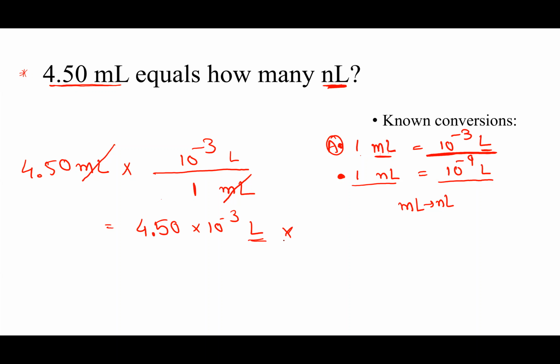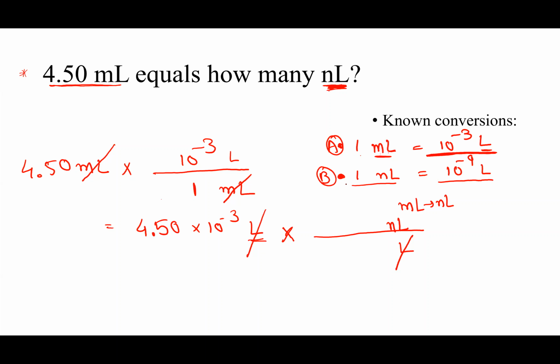Okay, so what we're going to do is use the second conversion factor that we know, in which we're going to put liter in the denominator. Why? Because we want to cancel out this unit. Also, another reason is we want our final answer in nanoliter, so we have to put that on the top.